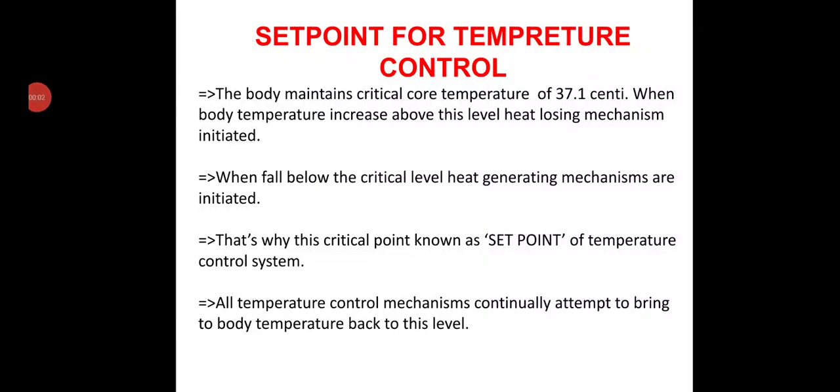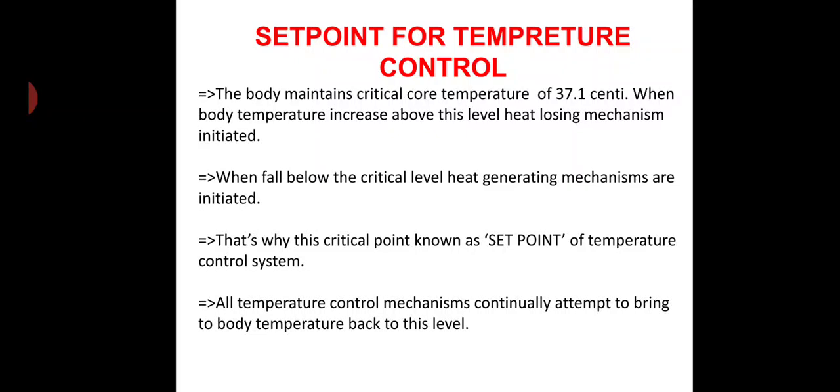Dear students, in the last lecture, we started our discussion of body temperature regulation. In today's topic, we will finish this regulation of body temperature with the few remaining parts as well as the applied part. So, let us start.